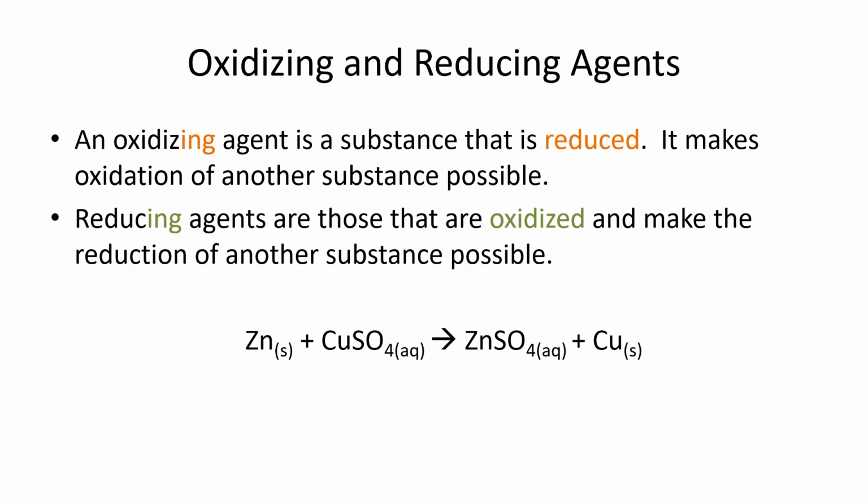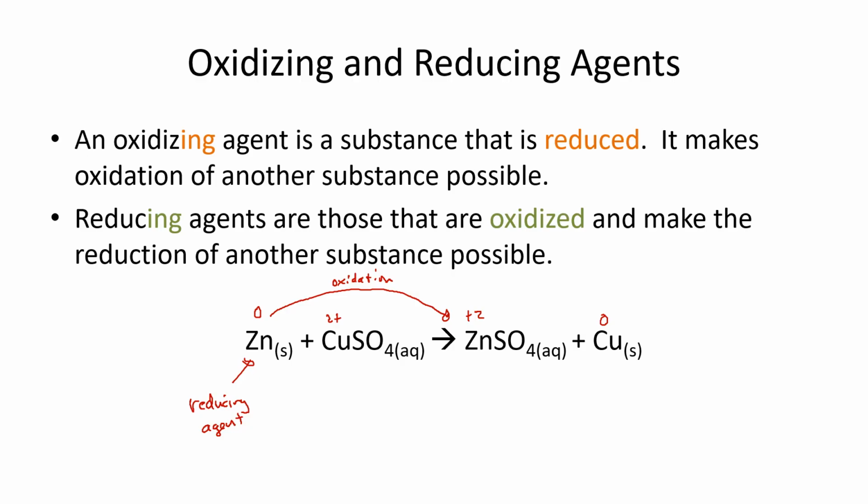So good old zinc here, which starts at 0 and ends up with +2. This means it lost electrons. So this is an oxidation reaction. And so this thing here you would call a reducing agent because it can reduce something else by being oxidized. In this case, the thing being reduced is the copper ion here, right?